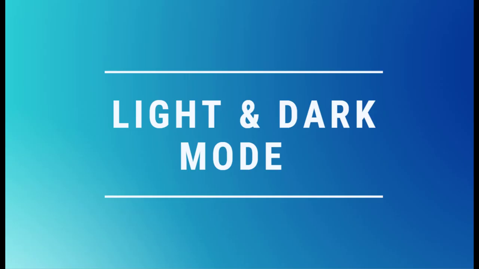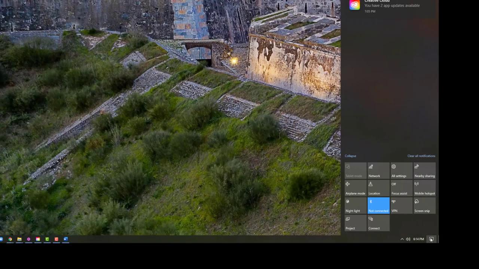Next up is light and dark mode. Let's go over here to the notifications tray we talked about earlier and click Night light. Night light is a super cool feature that's really good for your eyes. It takes all the blue light out of the screen, so it will protect your eyes, keep your fatigue down when looking at the screen for a long time, and keep your eyes happy.